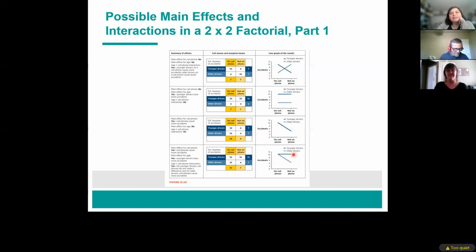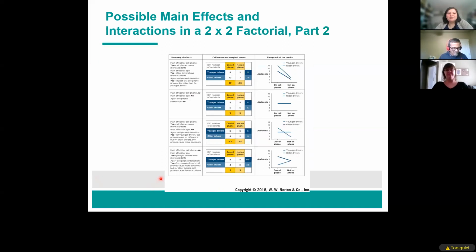Or accidents are more likely to occur when you're not on your phone. It's the younger driver overall, but when you're a younger driver and not on your cell phone, you're more likely to have accidents than when you're older and not on your phone. So these findings don't necessarily make sense. They're just meant to sort of graph the different main effects and interactions.